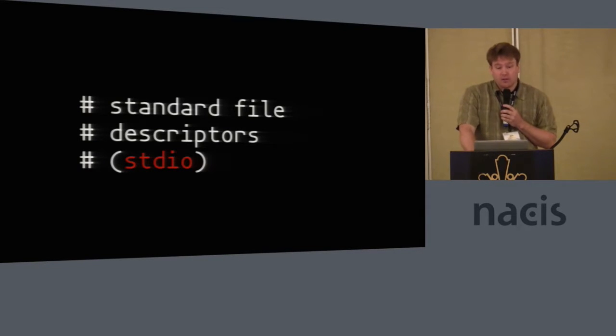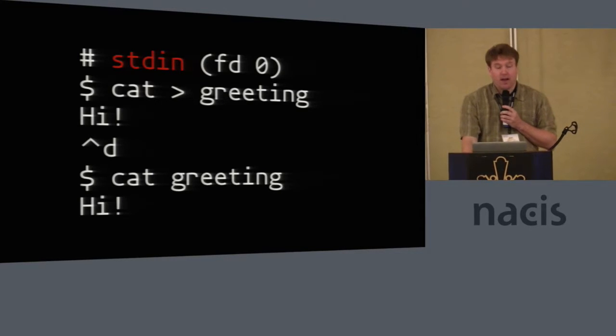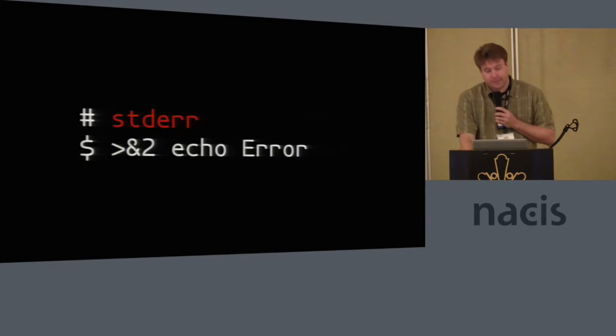So standard file descriptors are really useful. This is also known as standard I/O. Standard in is where you get text in from a keyboard or from another thing. So what I did here is I'm writing out to a file called greeting. I'm putting in hi, and then I'm sending Control-D, which is an end of file character. And then it landed in the file. So that's something from standard in, and I'm redirecting it to greeting, so that's using standard out.